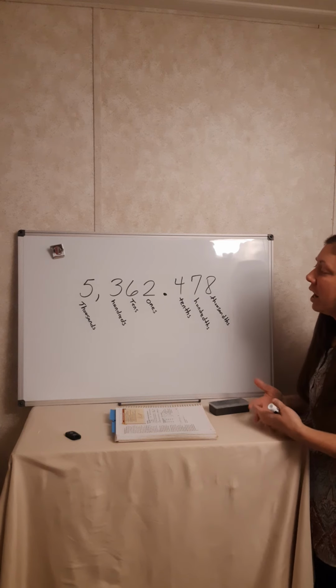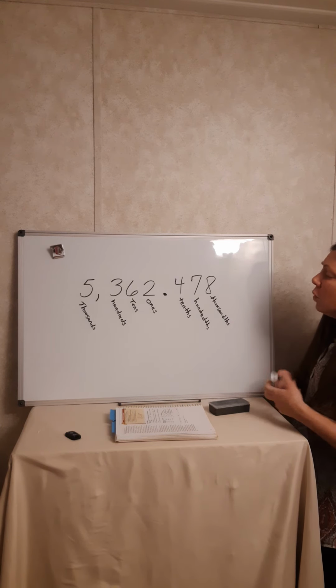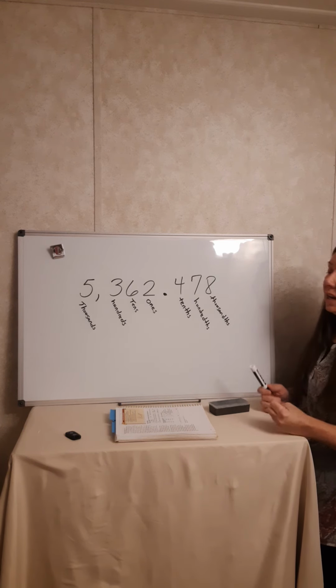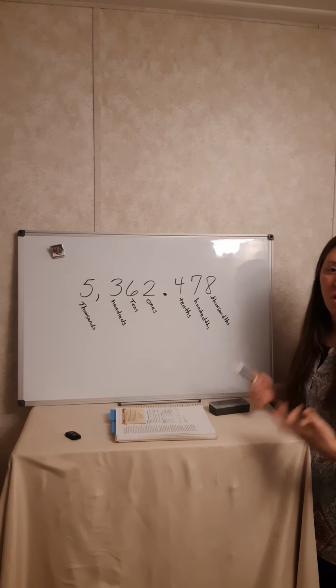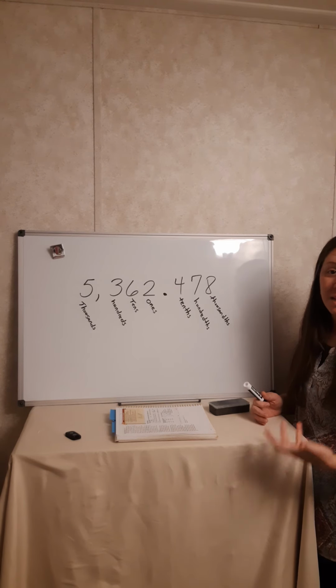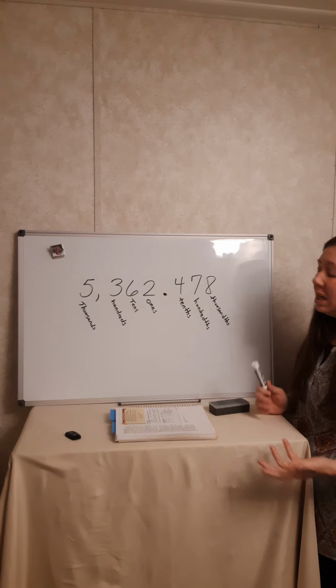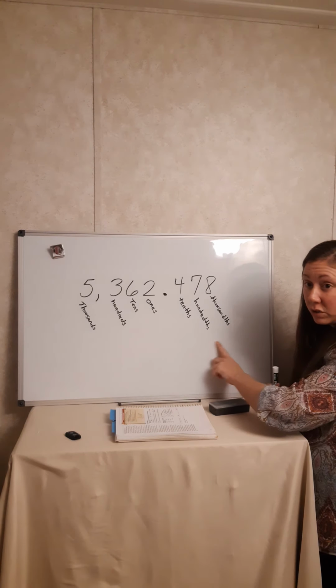But when we talked about fractions before, we talked about the fact that a fraction is just a part of a whole. A decimal is the exact same thing. It's just a different way to write it, and you need to know your place values.